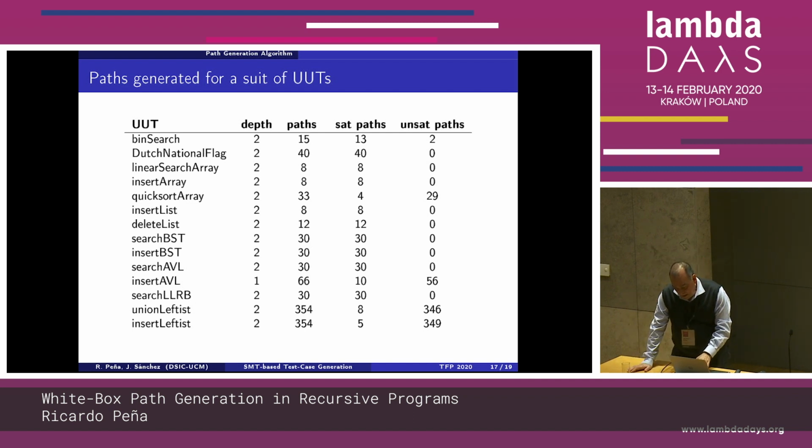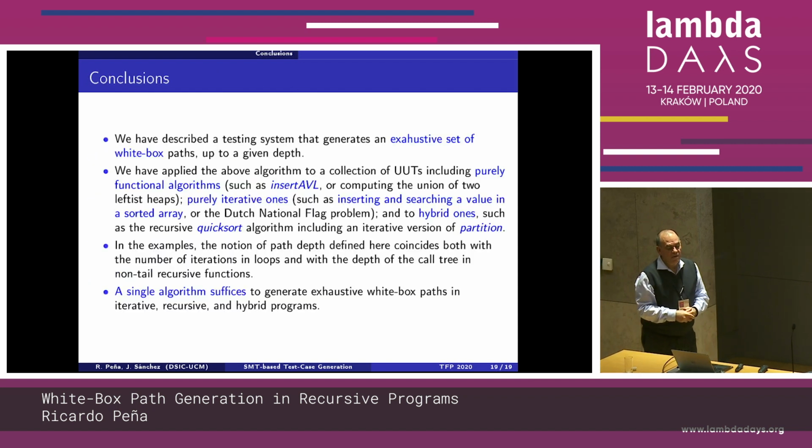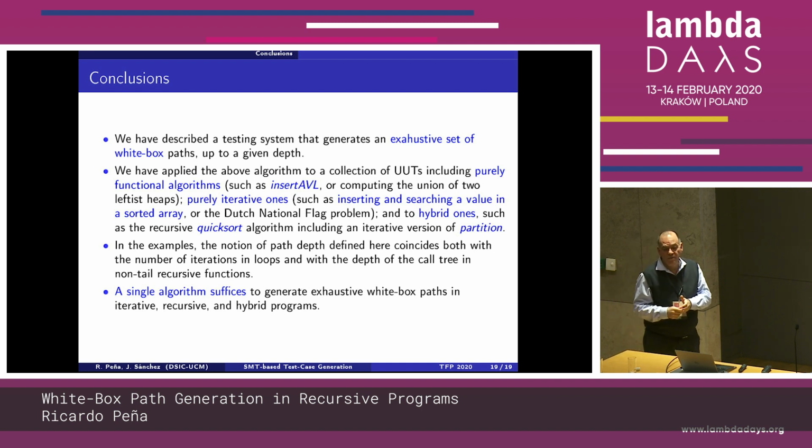And that's all. I conclude by suggesting that we have described this algorithm, we have applied it to several functions, and what is important is that some of the functions, for instance the quicksort algorithm, are a kind of hybrid program because it has a recursive part, since quicksort is recursive, but has the partition inside. The partition is iterative. It's an interesting program because you get paths both for the iterative part and the recursive part. And then a single algorithm suffices to generate exhaustive white-box paths in iterative, recursive, and hybrid programs. And that's all.